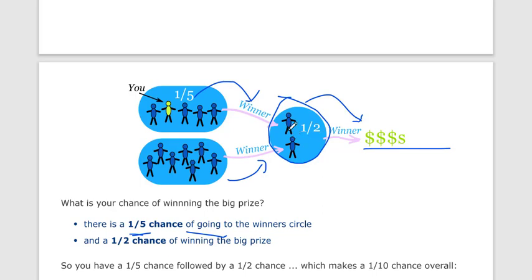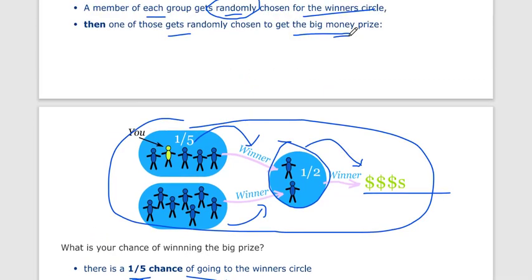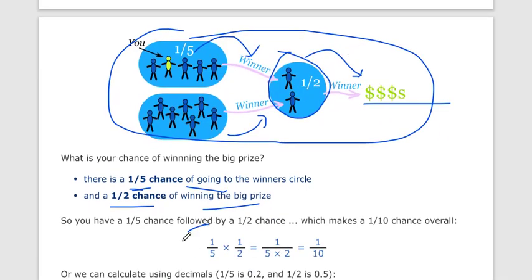Yes, and after the winner circle there is a 1 by 2 chance. Why? Because there are only two people, so it's a 1 by 2 chance of winning the big prize. Both of these are independent events. So if you choose the money prize, you have to multiply the probabilities of these two events: 1 by 5 followed by 1 by 2. So there is a 1 by 10, that is 10%, chance that you will get the money prize.